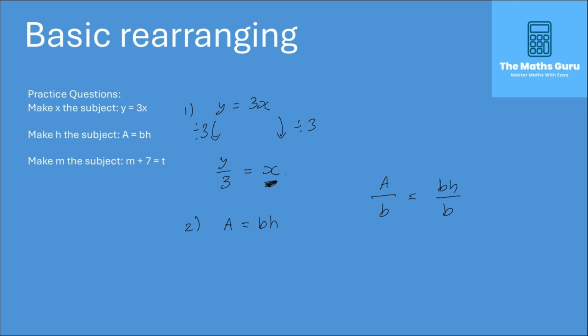If we were to look at this, b and b cancel out because it's like saying a number like 5 over 5 or 2 over 2. These are both equivalent to 1. So b divided by b leaves 1. So 1 times h leaves us with our h. Hence, when we make h the subject, it's going to be a over b equal to h.